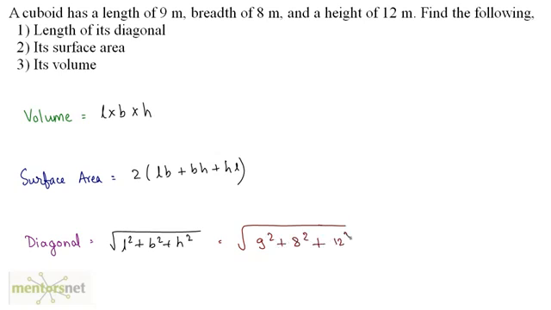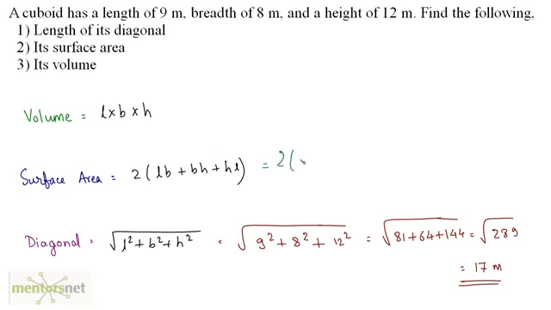So this will be under root of 9 square plus 8 square plus 12 square, which is under root of 81 plus 64 plus 144. So this will be under root of 289, and under root of 289, you should know, is equal to 17. So the length of the diagonal is 17 meters. Let's calculate the surface area now. This will be twice of LB plus BH plus HL. So we have twice of 9 times 8 plus BH.